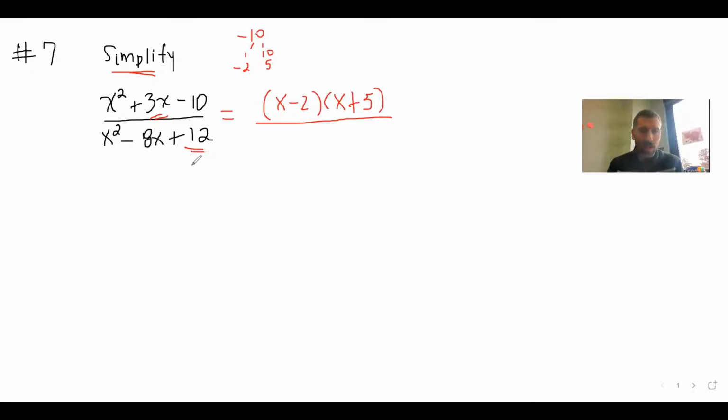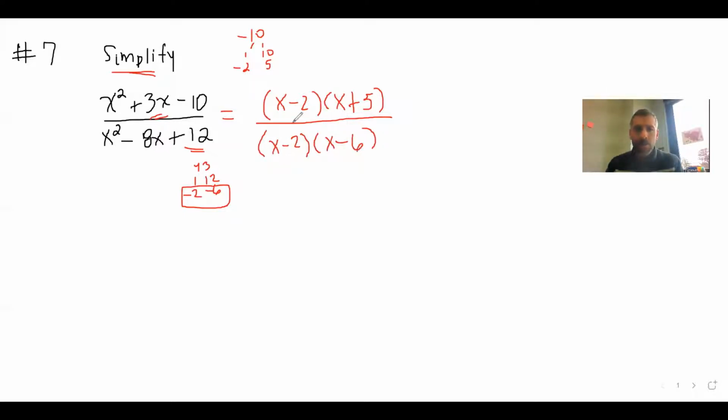Factors of 12. I've got, let's see, 4 and 3. I don't know why I started there. 1 and 12 would have been a better place to start. 2 and 6. Those are all my factors of 12. We can see 2 and 6 as long as they're both negative. Well, beautiful thing is, negative times the negative is a positive, and if we add them, we get a negative. So here we go. X minus 2, x minus 6.